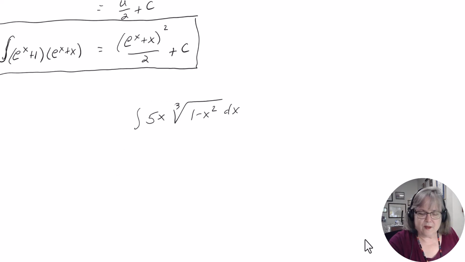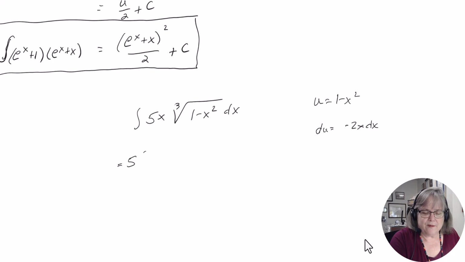All right, so assuming you're back, you would have u is equal to 1 minus x squared is what I chose. du, after you went through these mechanics, is minus 2x dx. And so what you need to do is to rearrange over here. We don't really need the 5, so let's pull that out in front and change this up just a little bit. Remember, they like powers, not roots.